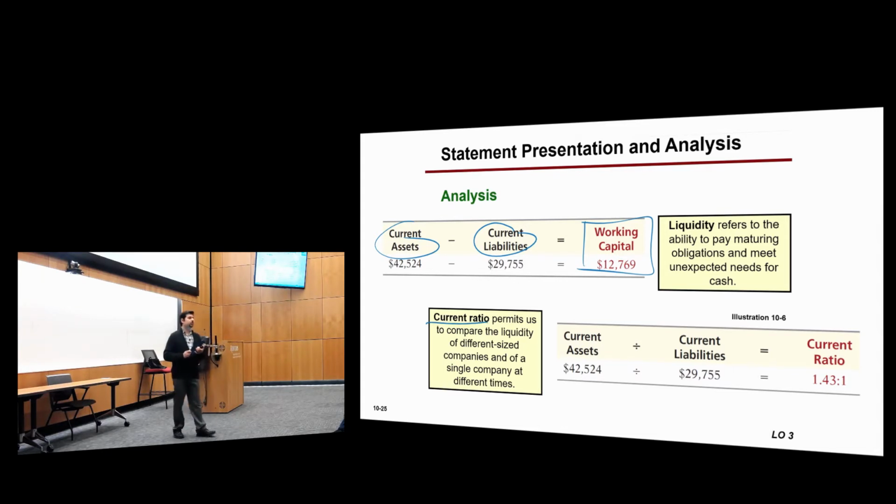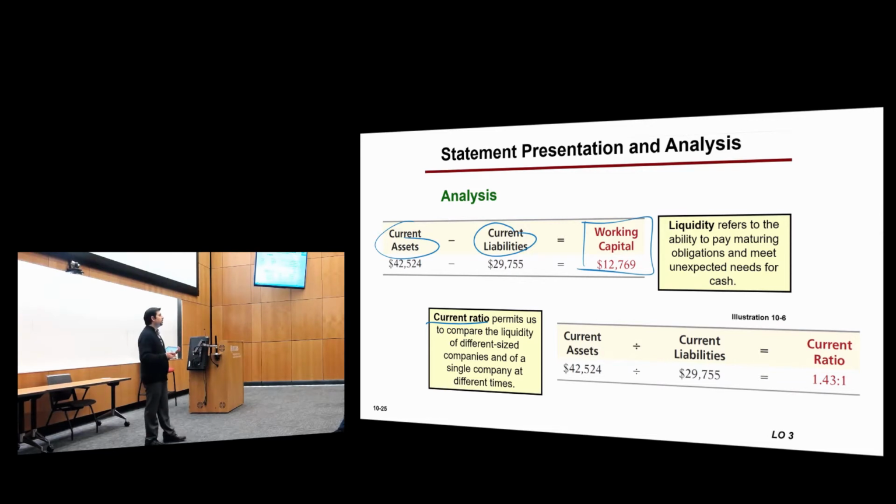Current ratio is simply where you divide current assets by current liabilities. Okay? Here you're saying that for every dollar of current liabilities, you have, for example, $1.43 in current assets. The higher the ratio, the better it is.